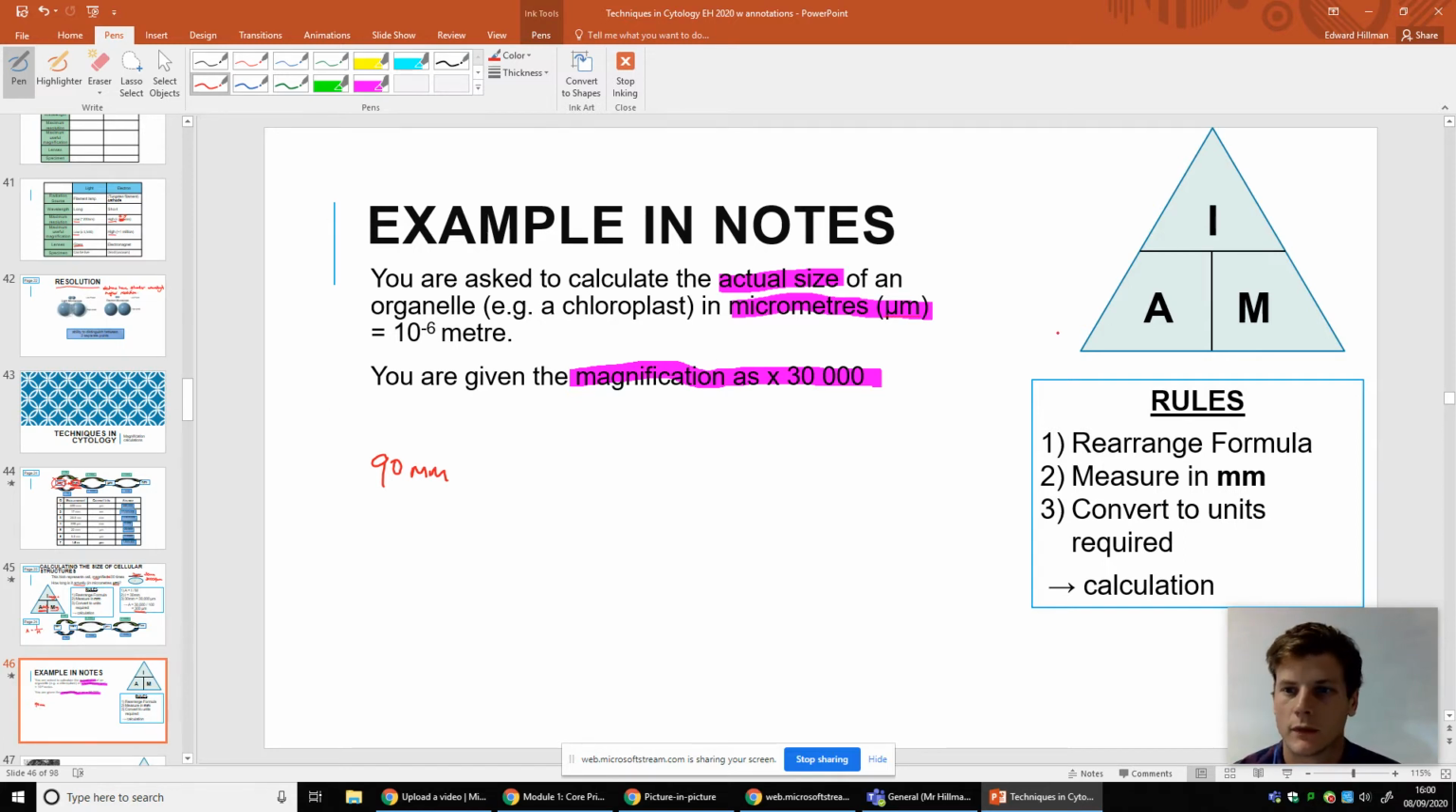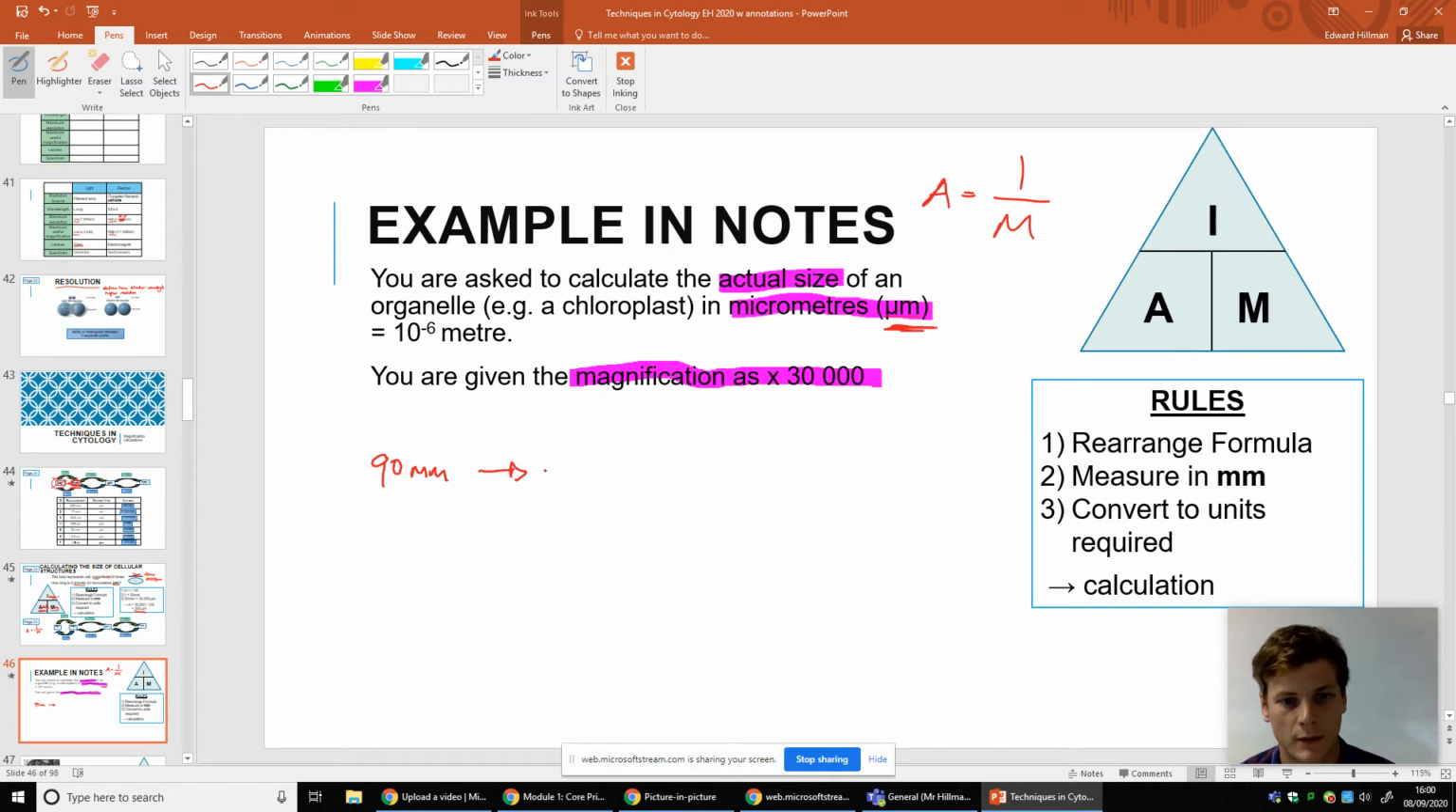So, rule number one, rearrange the formula. What are we trying to find? The actual size, so we need the actual equals the image over the magnification. The image size is 90 millimeters. Rule number two, we've measured it in millimeters. Rule number three, convert it to the units required. So units required here are micrometers.